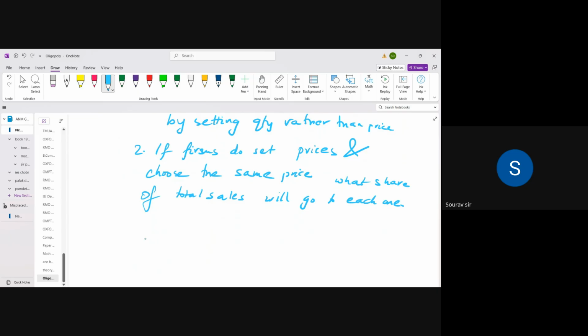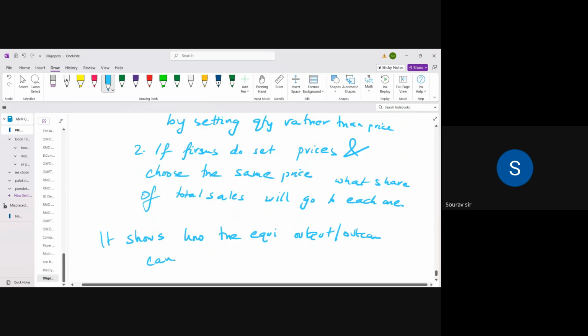Despite this shortcoming, the Bertrand model is useful. Why? Because it shows how the equilibrium outcome can depend critically on the firm's choice of strategic variable.